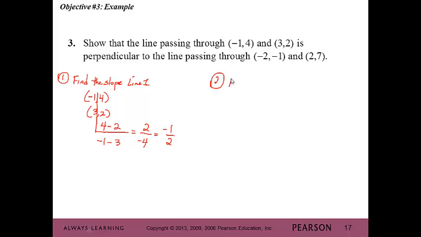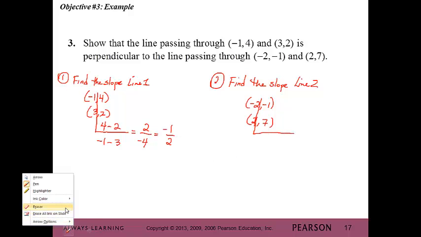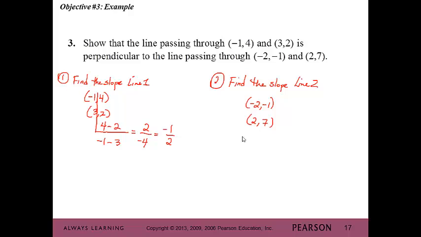And then the second thing we need to do is find the slope of line 2. We have -2, -1, and 2, 7. Draw a vertical line down, extend to the right, and we get -1 minus 7 over -2 minus 2. So it becomes -8 over -4, which is +2.